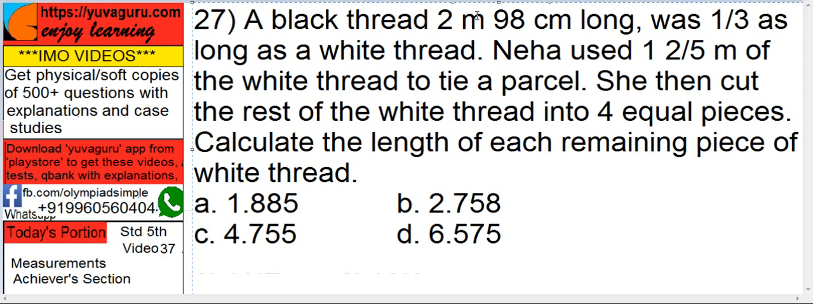The black thread, 2 meters and 98 centimeters long, was one-third as long as the white thread. Neha used 2.5 meters of the white thread to tie the parcel. She then cut the rest of the white thread into 4 equal pieces. Calculate the length of each remaining piece of white thread.